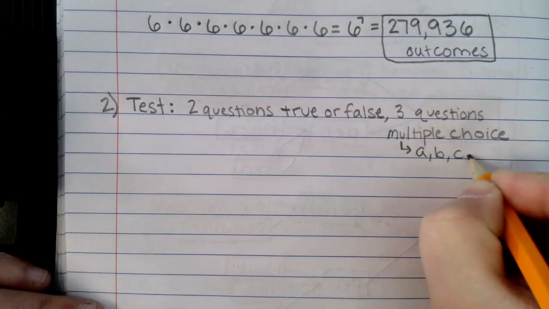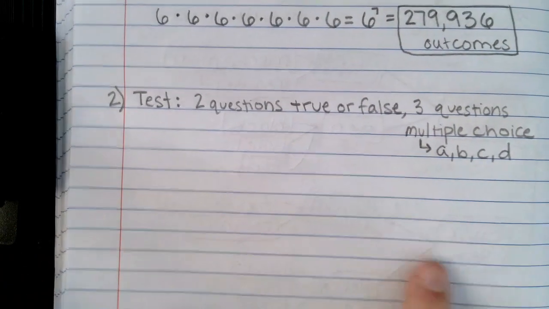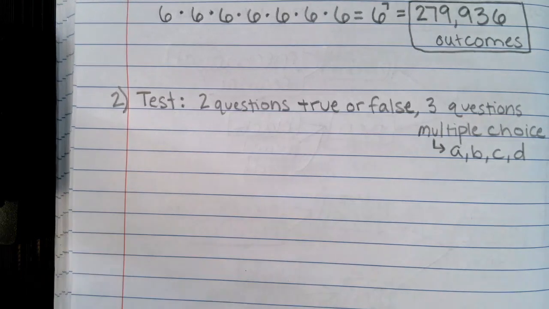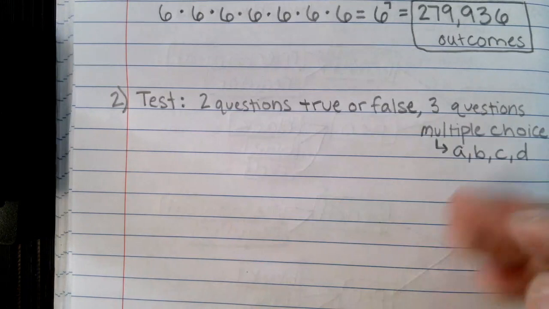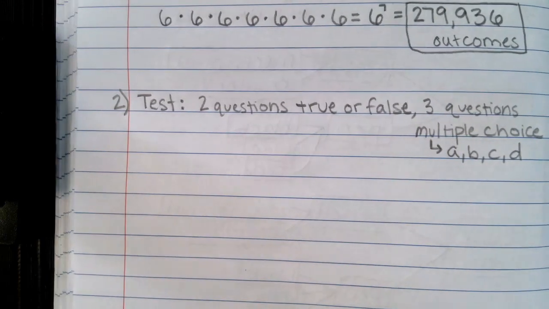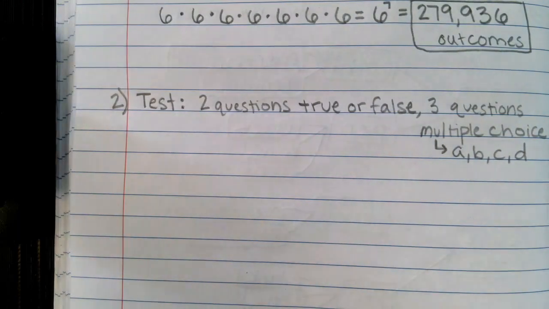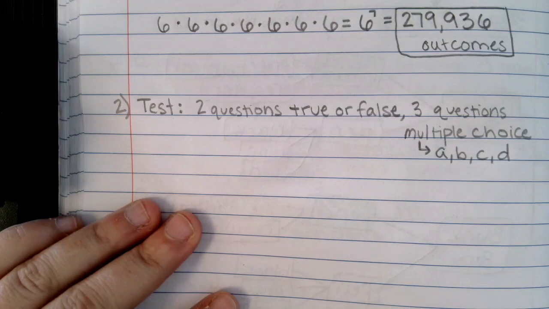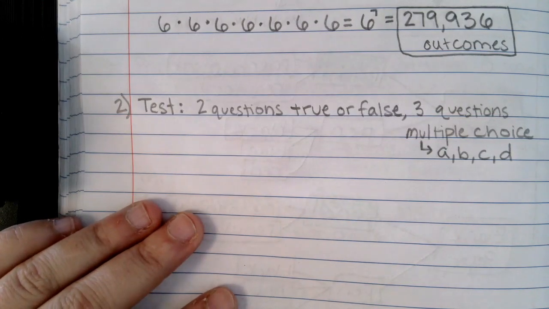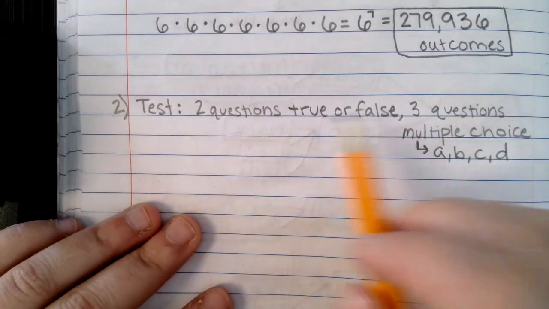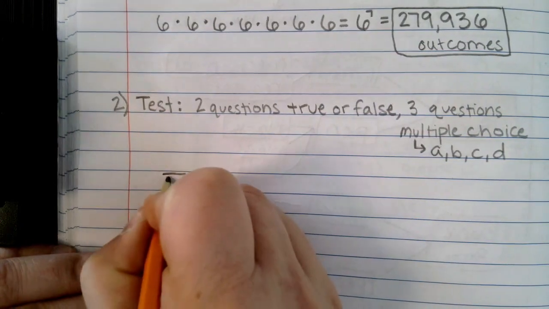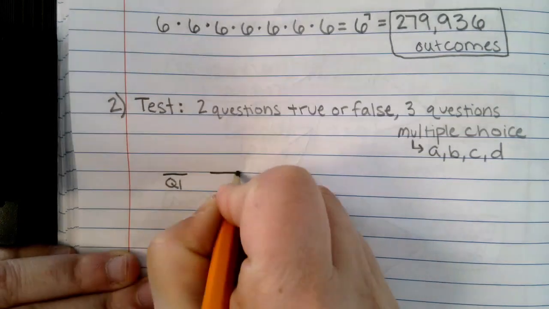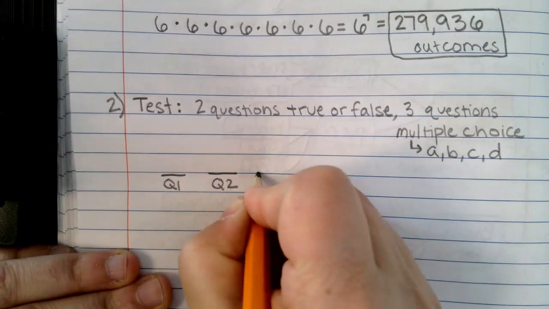So to find our number of outcomes, this time when we think about each event, each thing that's happening, we're looking at each question. So how many questions are on this test total? 5. We have 2 questions that are true or false, 3 questions multiple choice. So we're going to have 5 spots. So I have question 1, question 2, question 3, question 4, and question 5. I'm going to be multiplying each of those options for each of those questions.